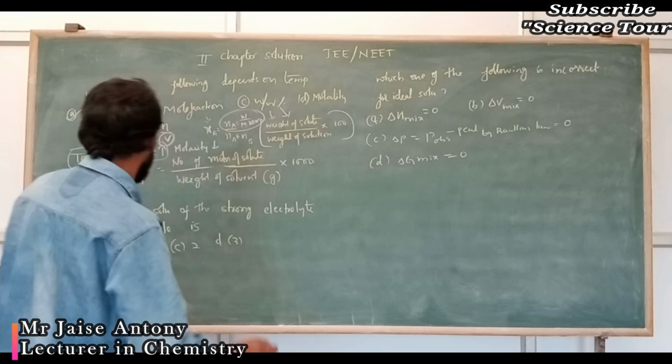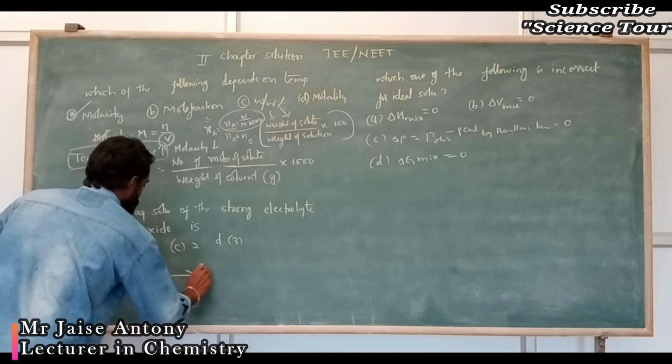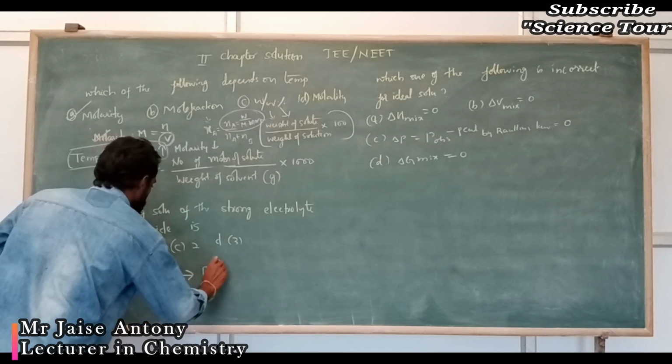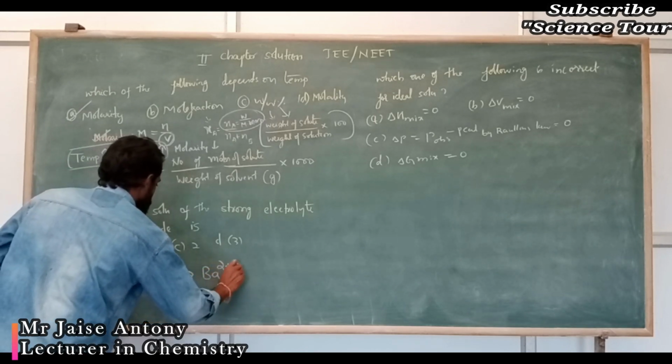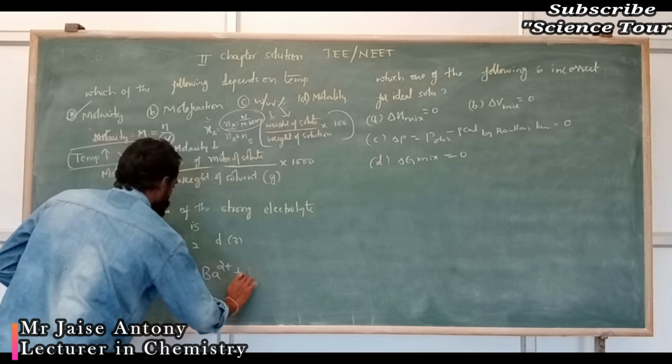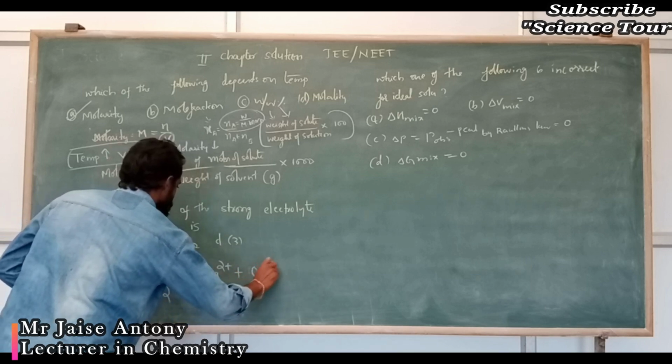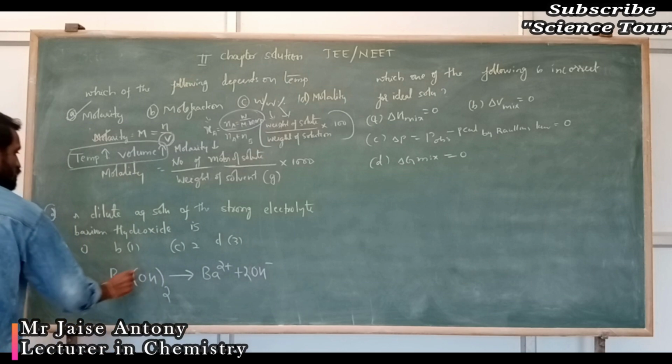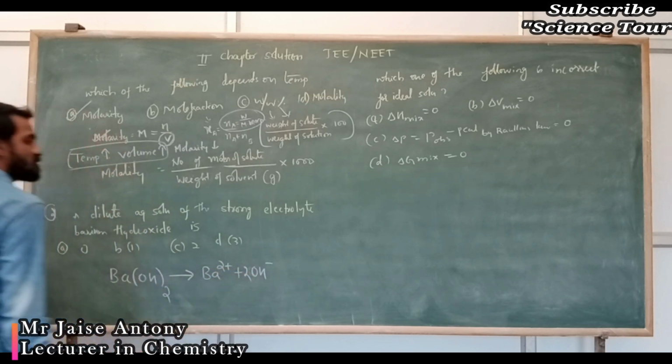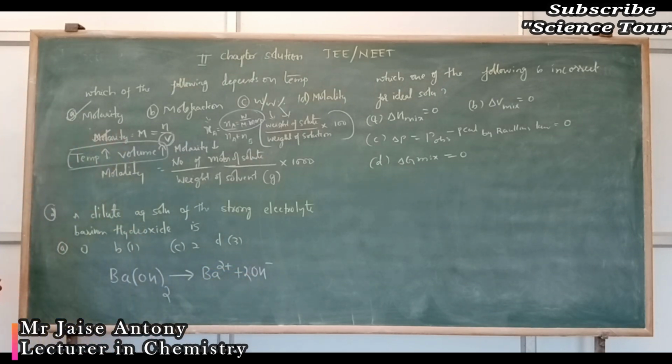So how does barium hydroxide dissolve? Barium hydroxide dissolves into Ba2+ and OH minus. That means 2OH. Here 2OH is there. Balancing the equation, you get 2OH minus. Correct? The equation is balanced. Ba2+. Like this it dissociates. Correct?